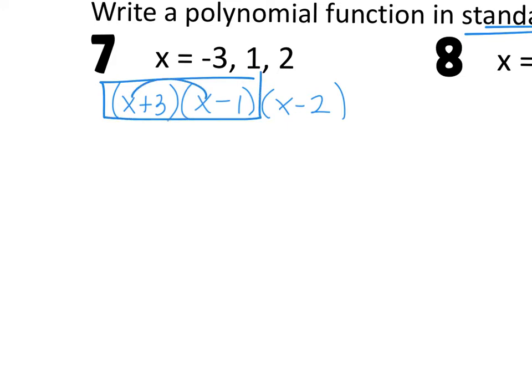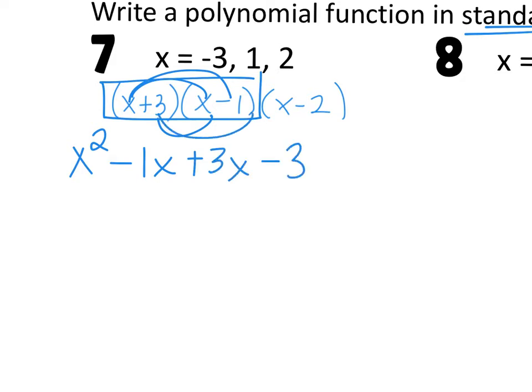So I'm going to get x times x, which is x squared. X times -1 is -1x. 3 times x is 3x. And 3 times -1 is -3. So I'm going to put this together first: x squared plus 2x minus 3.